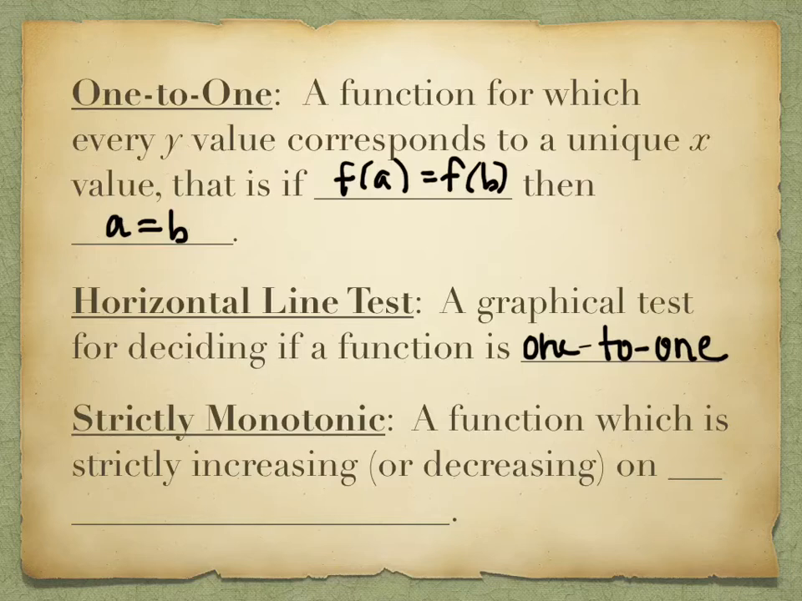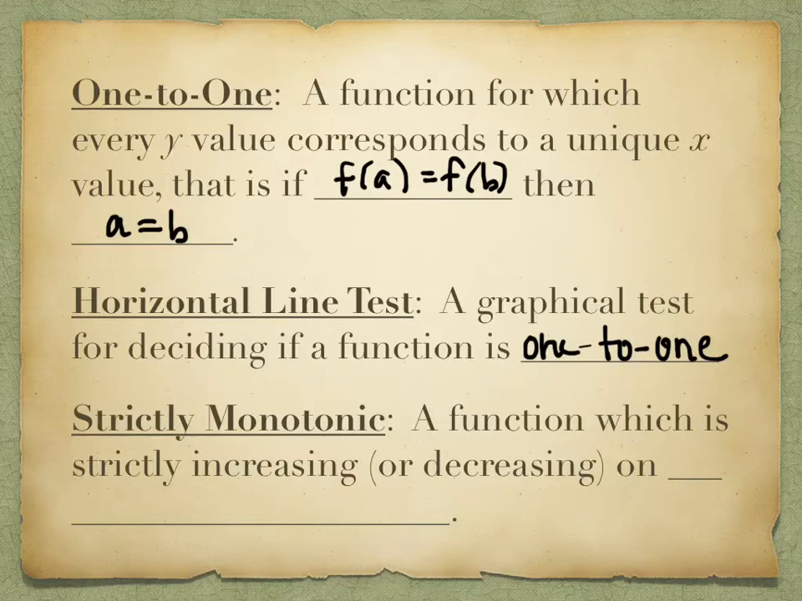Let me go back to the definition of one-to-one to explain why that works. Let's imagine that this is the horizontal line we're talking about. What that means is that those two y values at that particular level are the same thing. Let's actually give them a number. Let's say that they are 4. This is at y equals 4. It's y equals 4 in both places.